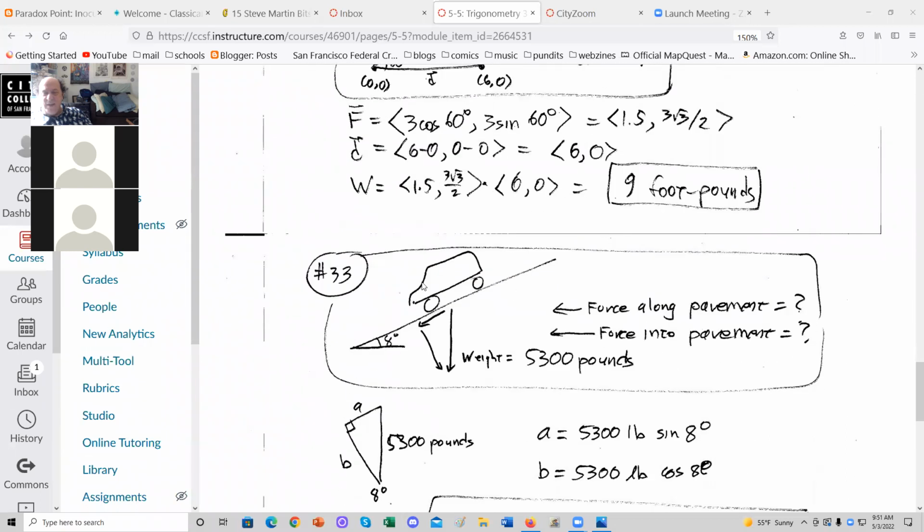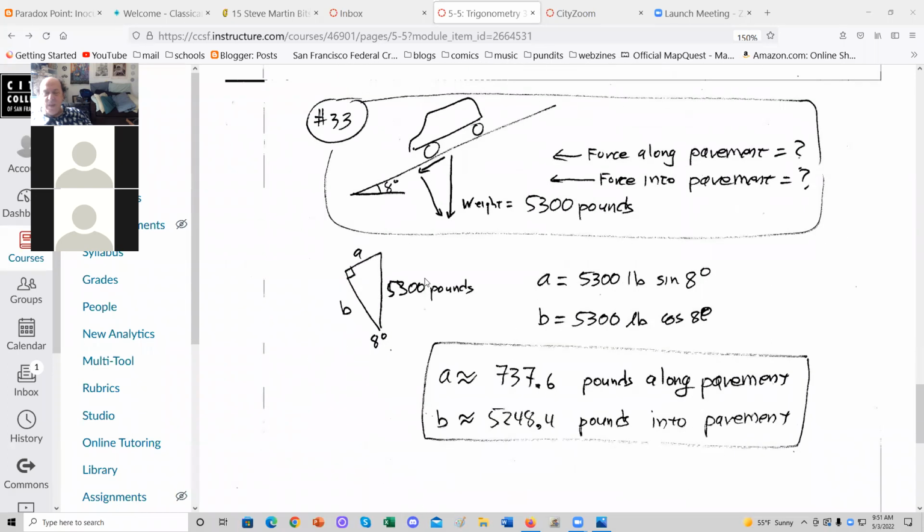Here we have my rather crude rendition of a car. Kind of looks like a roller skate actually. And okay, it's on a slope, tilted at an 8-degree angle. The van or whatever it is weighs 5,300 pounds. What is the force along the pavement in that direction? What is the force into the pavement?